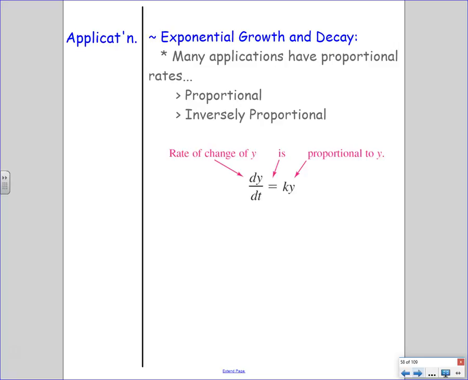Application, exponential growth and decay. Exponential growth and decay comes from a rate that is directly proportional to an amount, a rate of change of a certain quantity directly proportional to the actual amount of the quantity. So as the quantity goes up, the rate goes up. As the quantity goes down, the rate goes down.